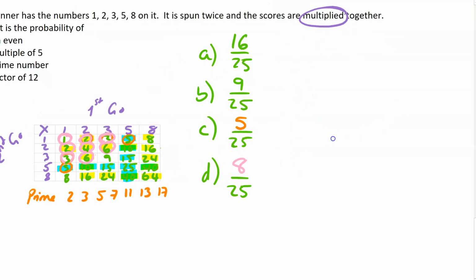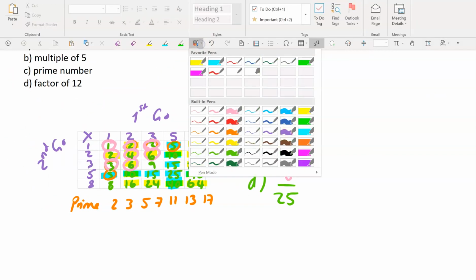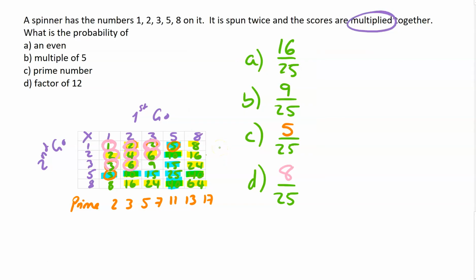Okay, what about cancelling down? Is there a number, or a times table if you like, that has both 16 and 25 in other than 1? No, that is as low as it goes. Same with this one. What about this one? Is there a times table that's got 5 and 25? Yeah, 5. So 5 divided by 5 is 1, 25 divided by 5 is 5. And what about 8 and 25? No. So there you go.